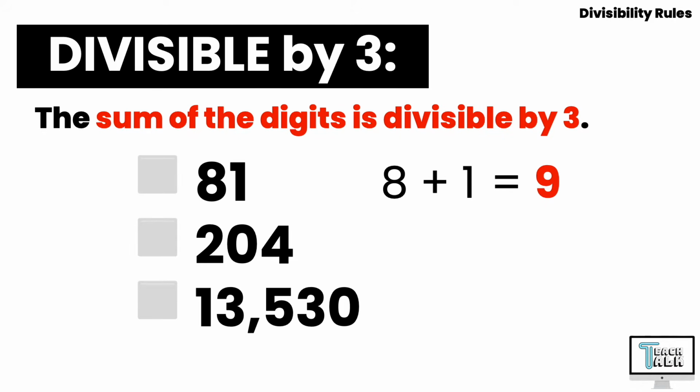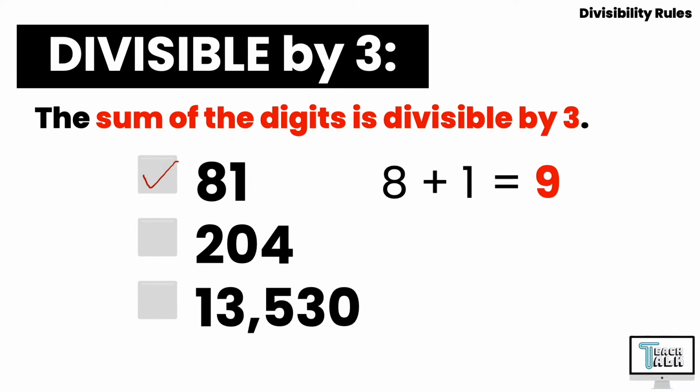Now question, is 9 divisible by 3? Yes, it is divisible by 3. 3, 6, 9. So 9 divided by 3 is 3. Therefore, 81 is divisible by 3. Yun lang. I-add mo lang yung digits. Tapos kapag divisible siya by 3, that is a number divisible by 3.